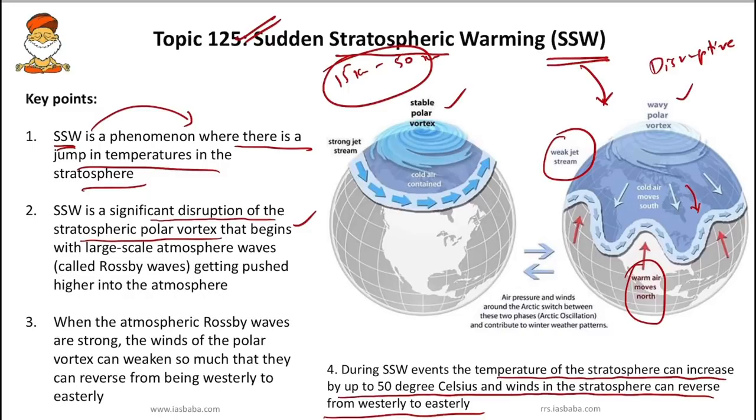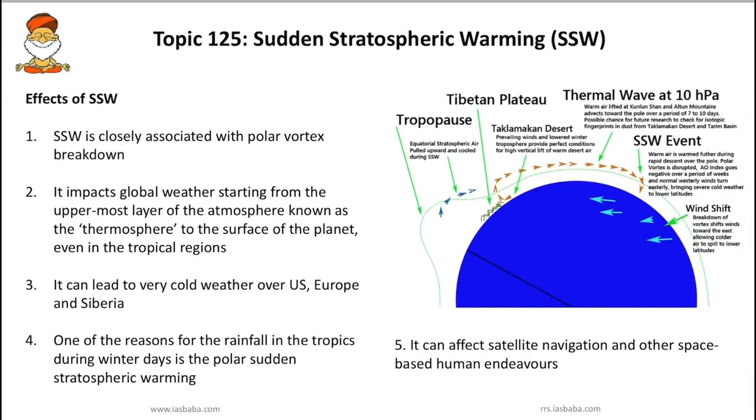Because of this, the temperature of the stratosphere can increase by up to 50 degrees Celsius, and the winds in the stratosphere reverse. So for prelims, we have to know what happens when there is sudden stratospheric warming, when the temperature suddenly jumps in the stratosphere, and what kind of effects it will have. We know that SSW is closely associated with polar vortex breakdown or the disruptive polar vortex.